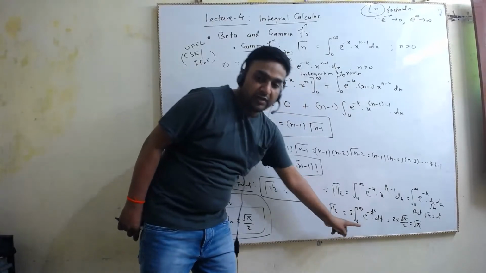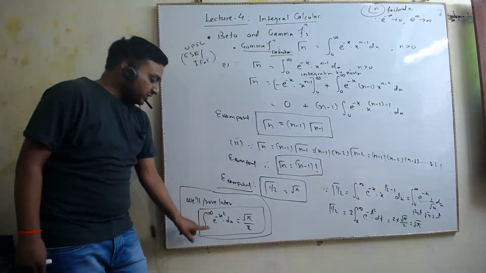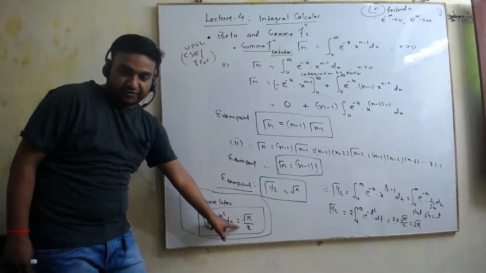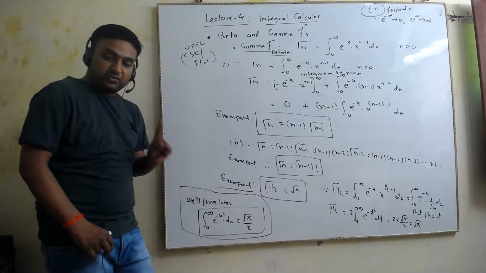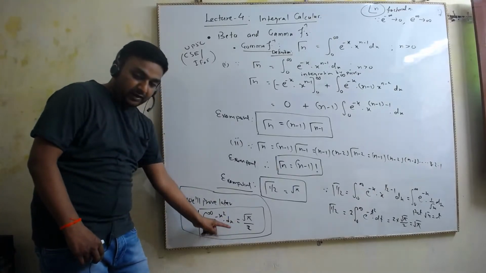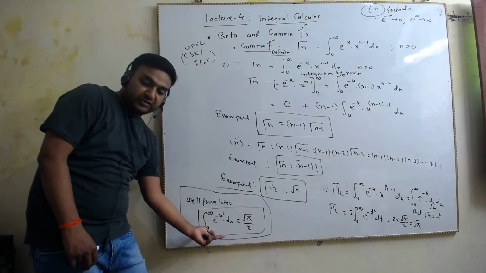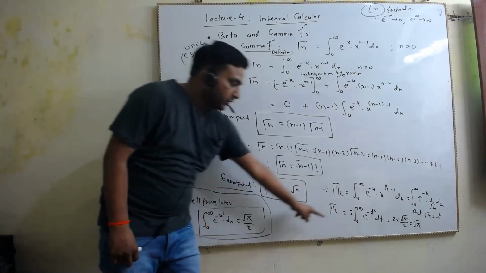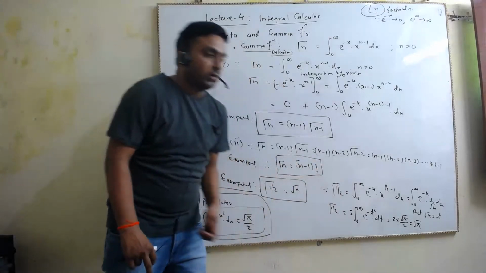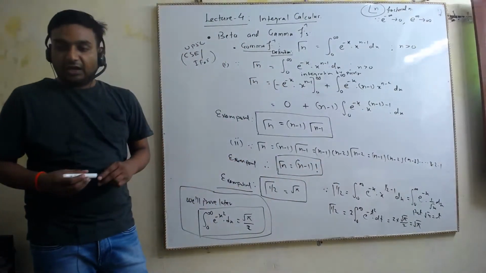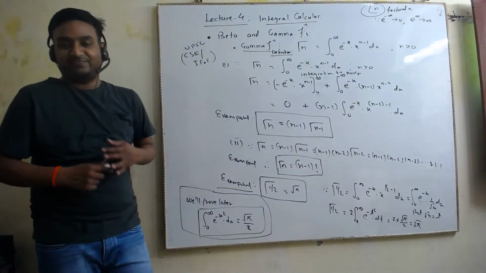What I told you here, this is a Gaussian integral function. This is a very standard integration. When we do convergence of improper integrals, we will prove that later. But today I have only used this as a result. Okay? So gamma half we got as square root of pi. So till now we have done this much.